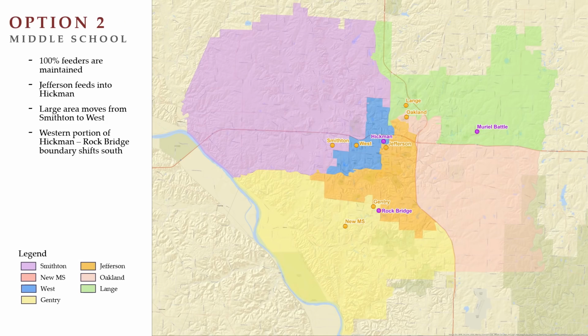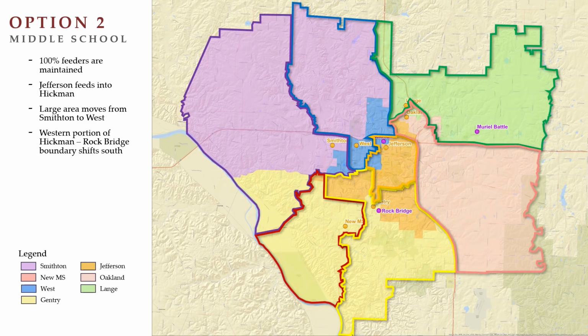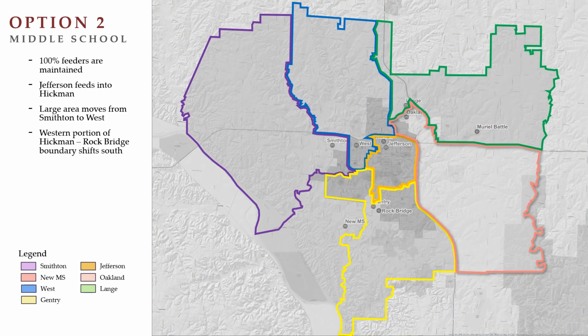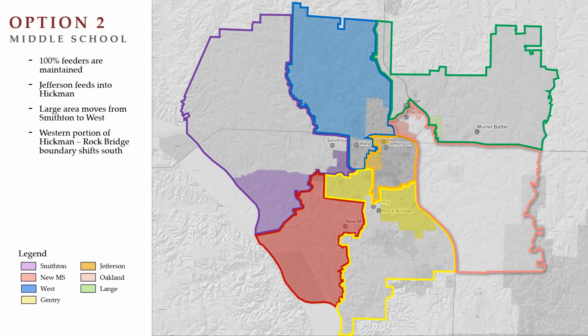Here's option 2. So we'll start with the current middle school boundaries, fade on the change areas, and then we'll fade back the color. So here you can see, here's the change areas. We start to pull some students from Gentry up into Smithton, from West into Smithton. Here's our new middle school boundary. We take this large kind of north central area out of Smithton and into West. Again, we have that same area here going from Jefferson to Oakland. We have this area here going from Lang to Oakland, and then we have an Oakland to Lang area over here.